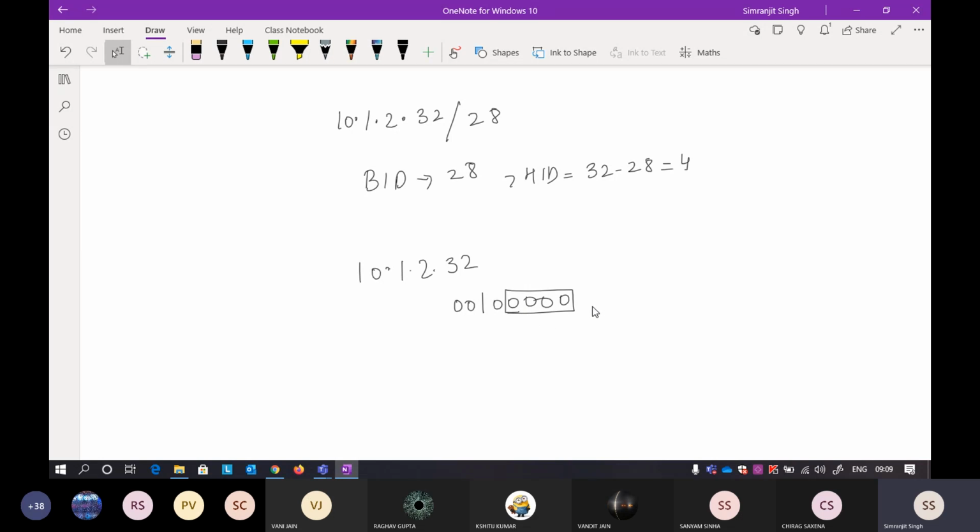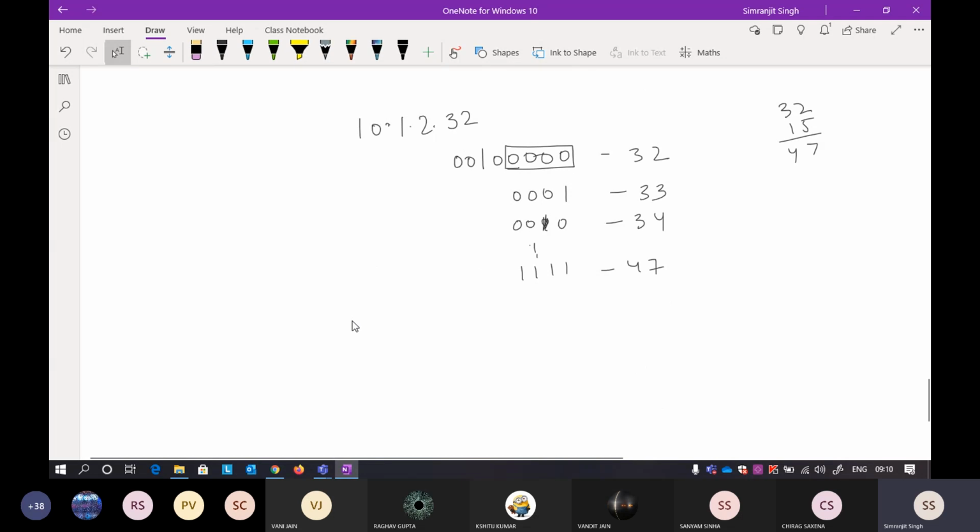Now if you want to extract the CIDR block, this is 32 now, and because these bits are part of the host ID part, you can go ahead and write 33, 34, and so on. What is the maximum number you can get? It is 1111, which is 15. So 32 plus 15 gives you 47. The CIDR block here will be from 10.1.2.32 to 10.1.2.47. That is how you get it.